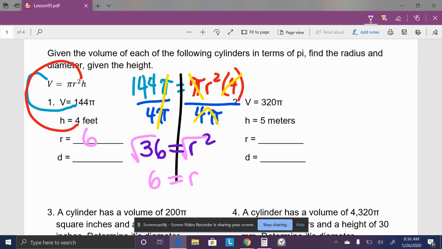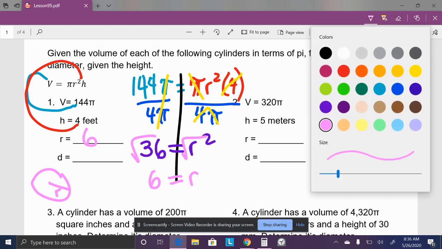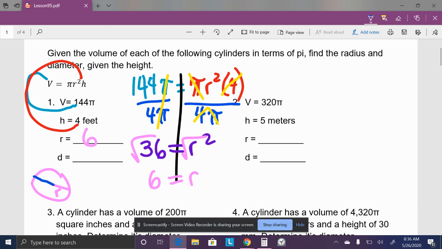Now we know how the radius compares to the diameter in a circle, right? This is the radius, all right? The whole thing is the diameter. So the diameter is double the radius, so double 6 is 12. So again, it's just plugging into the formula and isolating the r. You want to get r by itself, so you have to divide both sides by pi, divide both sides by 4, and then take the square root afterwards.